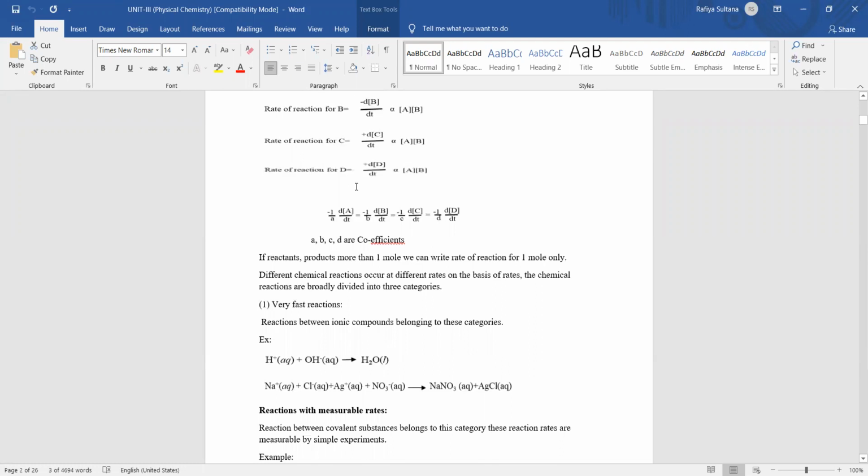Okay. So in general, if you are writing together all the rates of a reaction for the above equation, see here, the coefficient terms become like this. It's 1 by a, d[A] by dt, is equal to 1 by b, d[B] by dt, is equal to minus 1 by c, d[C] by dt, is equal to minus, not minus. Here a plus sign should be there.